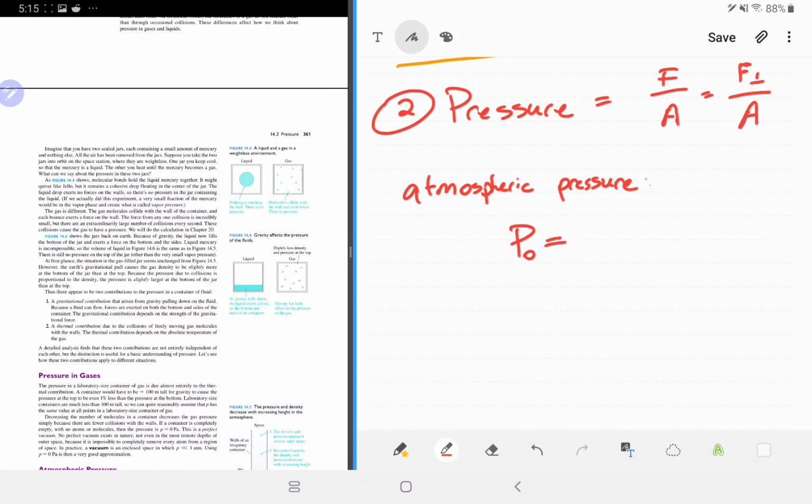Okay, so the force is in the numerator, area is in the denominator. So it's going to be some number of newtons per square meter, right? Those will be the SI units that we have here for pressure. So I'm going to write this number down, and I'll explain what it means in just a second. 1.01 times 10 to the fifth. Huge number, right? 100,000 newtons per square meter.